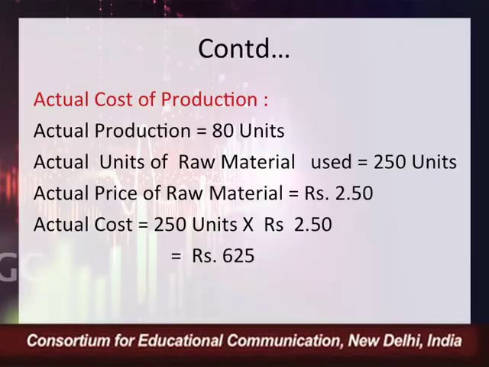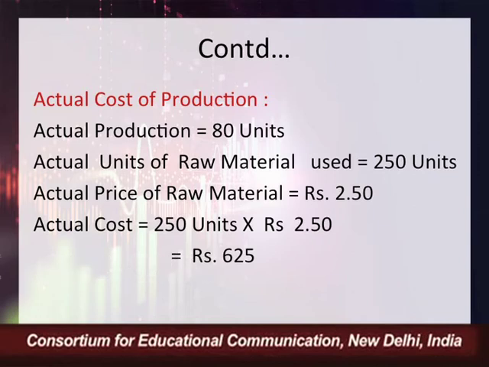Once it is computed, the next step is we'll have to calculate actual cost. For actual cost it is very simple. We have to multiply the actual units of raw material with the actual price, and the resultant value will actually be my actual cost. So let's see how to calculate the actual cost of production. It is very simple. Actual production is 80 units. Actual units of raw material used is 250 units. Actual price of raw material reported in the question is 2 rupees and 50 paisa.